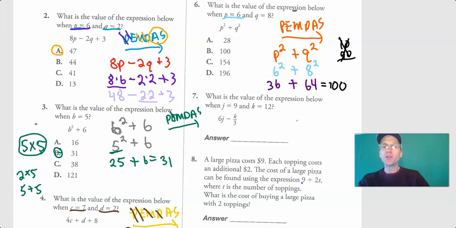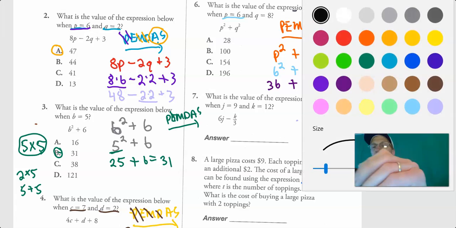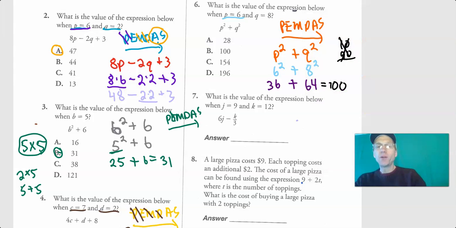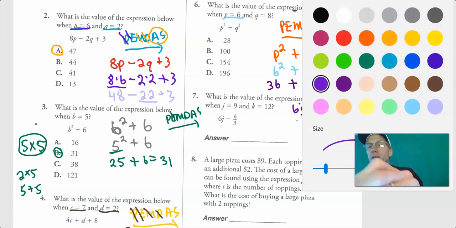Okay, so now let's go down to 7. What is the value of the expression below? We have 6 times j, 6j, minus, in this case, k over 3, which means k divided by 3. Looks weird, but don't let that get you upset. K over 3 just means division. Okay, so let's fill it in. Let's substitute in the values that we're using.